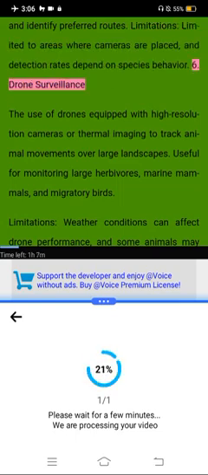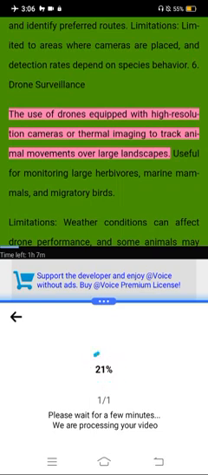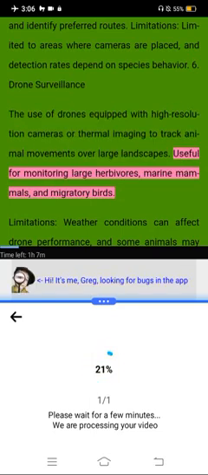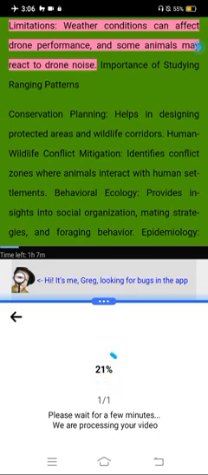6. Drone surveillance. Use drones equipped with high-resolution cameras or thermal imaging to track animal movements over large landscapes. Useful for monitoring large herbivores, marine mammals, and migratory birds. Limitations: weather conditions can affect drone performance, and some animals may react to drone noise.